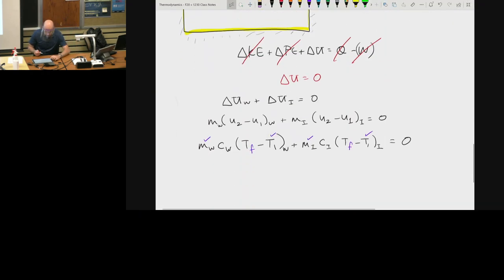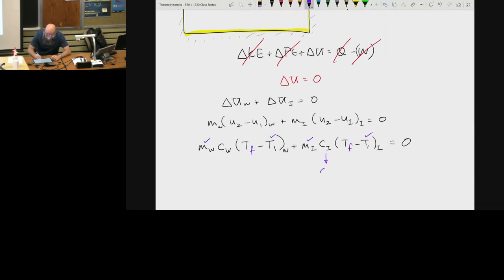I'm going to put in for my iron that the specific heat is equal to 0.107 BTUs per pound per degree Rankine. And the specific heat of my water is going to be equal to 1.006 plus 0.998 divided by 2. This will give me 1.002 BTUs per pound per degree Rankine. So that's what I'm going to use for those two values.